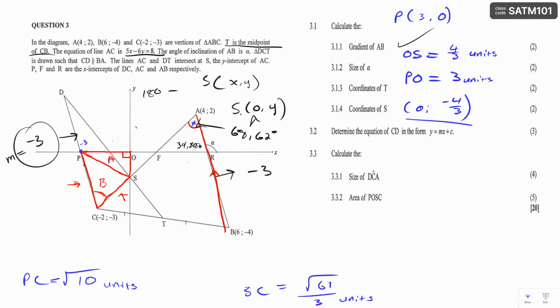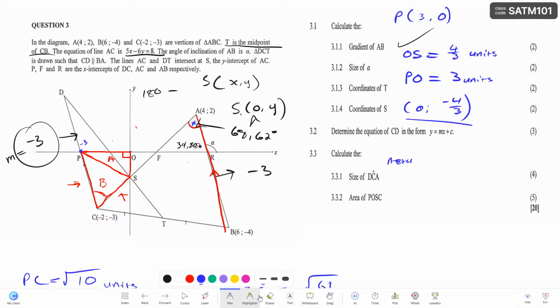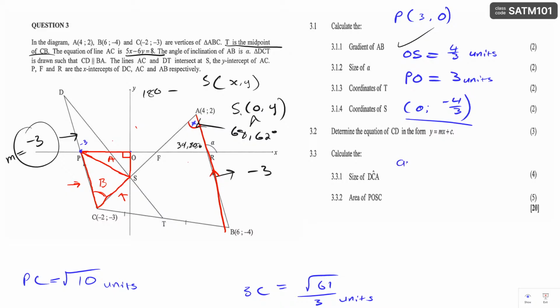Let's start with triangle A, this triangle. This triangle is a right angle triangle. So you are simply going to say area of triangle POS. Sorry, it's not PSO, it's POS. It's going to be 1 over 2 times length, which is PO, times height, which is OS.